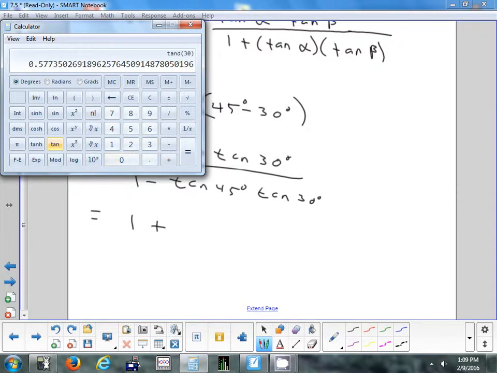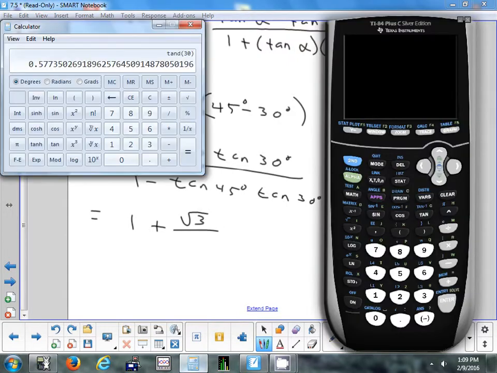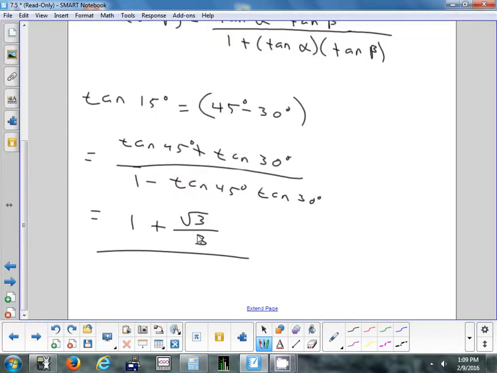What's 0.577? Square root of, you're in the 30, 60, 90 triangle, so what square root comes up? No, that one's always 3. Okay, square root 3 over 3 comes up a lot. Okay, what's tangent of 45? 1. What's the tangent of 30?